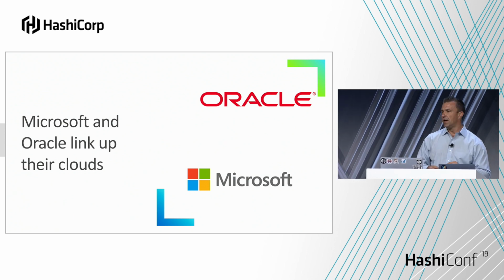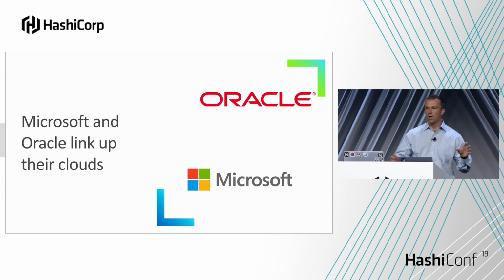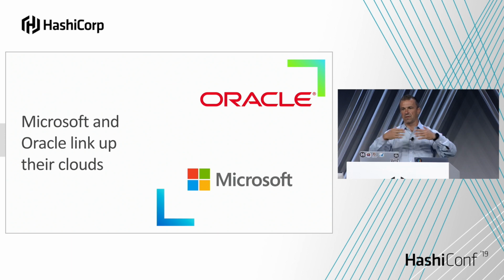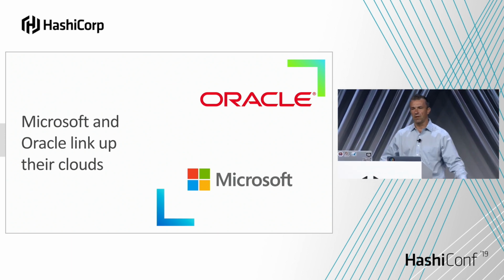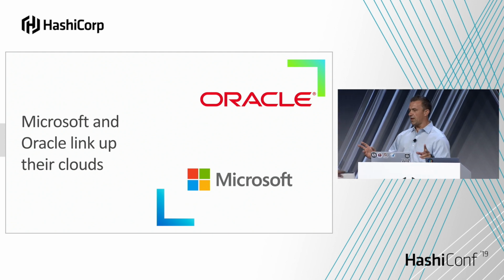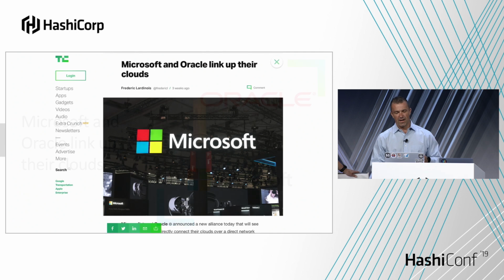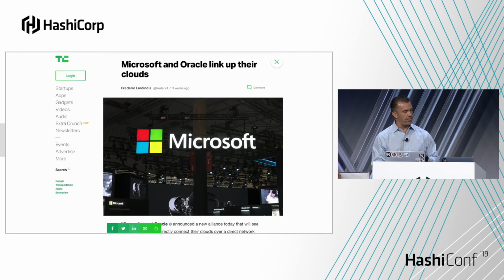Microsoft and Oracle link up their clouds, right? So today in the keynote, we kind of saw how you could link up the VM cluster with the AKS cluster using console service mesh gateways. Well, how about we take it one step further? Why don't we just link up the two clouds? So there's Oracle Cloud, and there is Microsoft Cloud. Got a little bit of coverage at TechCrunch. That was probably 3 months ago.